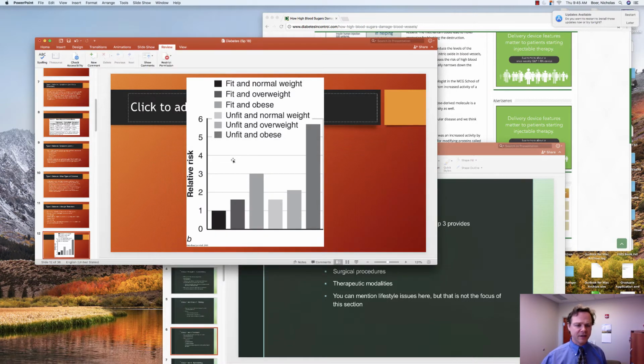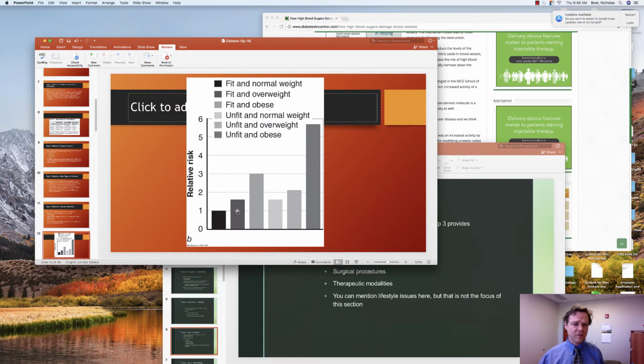I got this diagram or graph from the book, and it just shows you what is going on if you have normal weight, overweight, obese, and whether they are fit or unfit. So you can see that if you're normal weight, so a body mass index under 25, that's really pretty much the biggest predictor of whether or not you're going to have diabetes. Now, if you're fit, it lowers it even more.